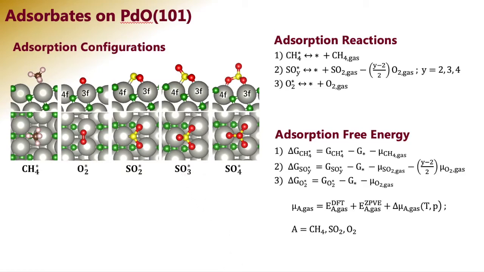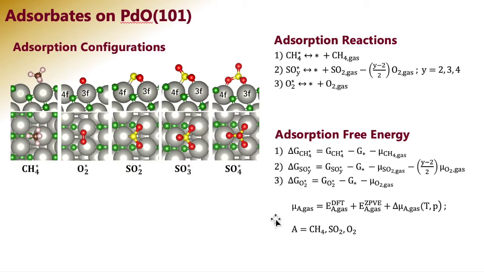SO3 and SO4 have similar bonding characteristics on the surface, where they form bonds with two palladium 3F atoms and one 4F palladium atom. The stabilities of these adsorbed species were computed by calculating their free energies of adsorption with respect to gas phase CH4, O2, and SO2, and the clean palladium oxide 101 surface as shown by these equations. The asterisk denotes surface-bound species, while the molecules with no asterisk denote the gas phase species.